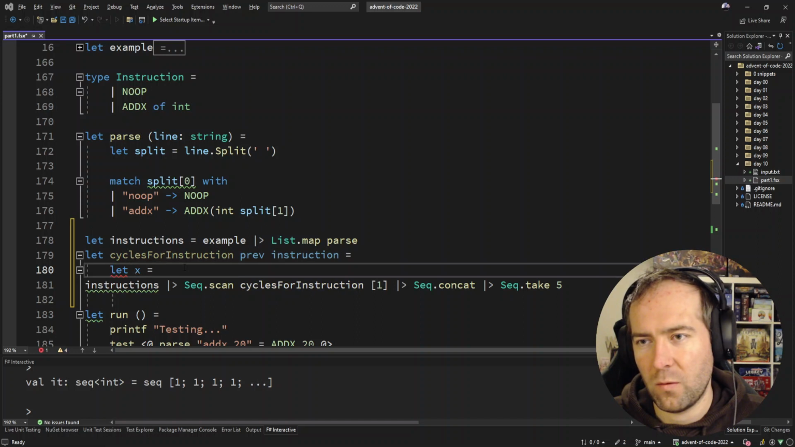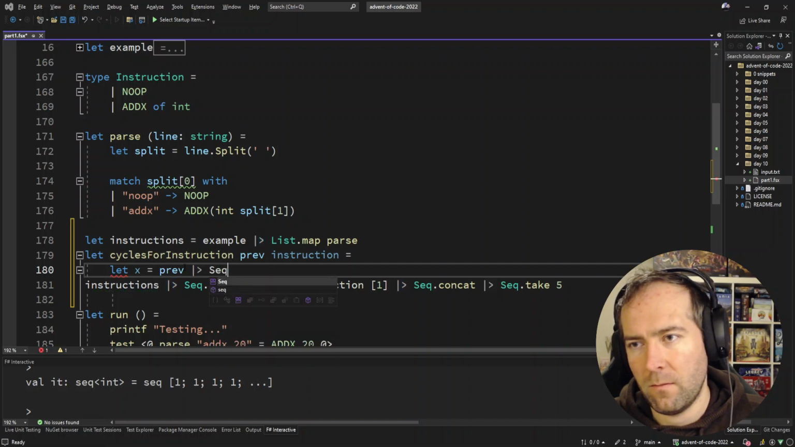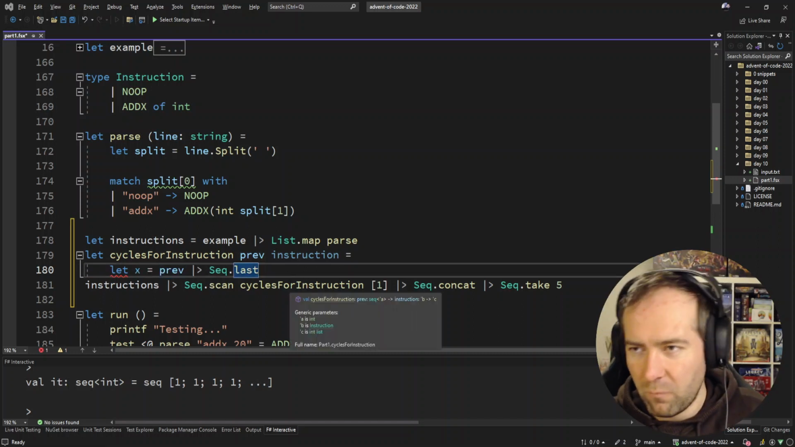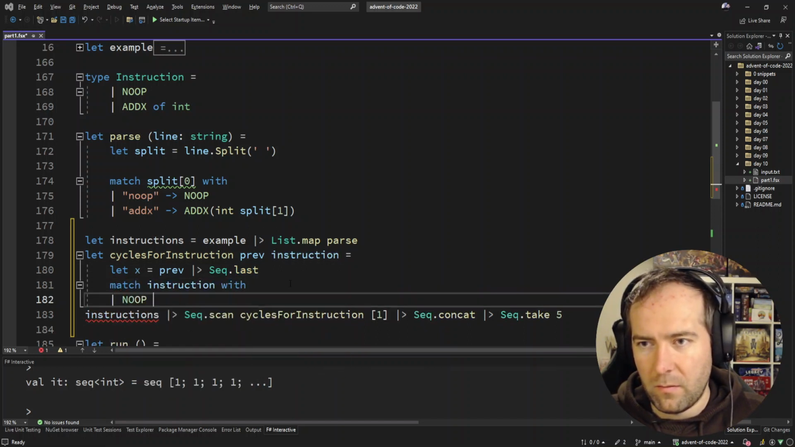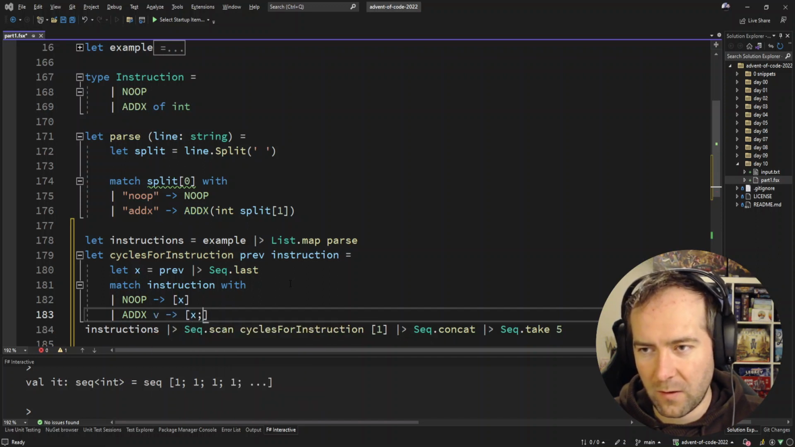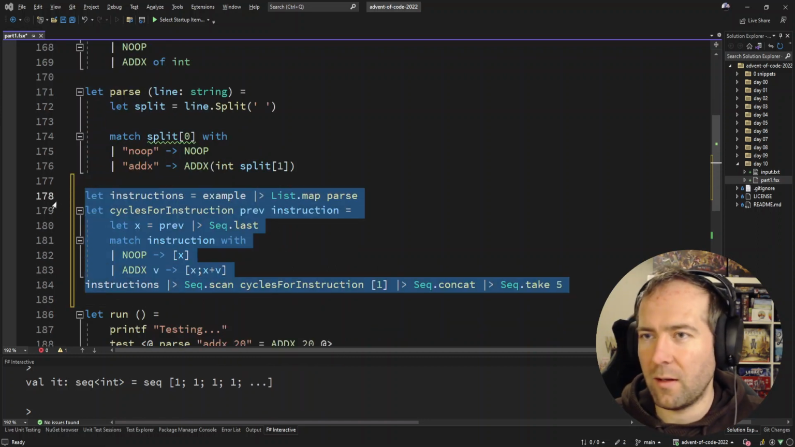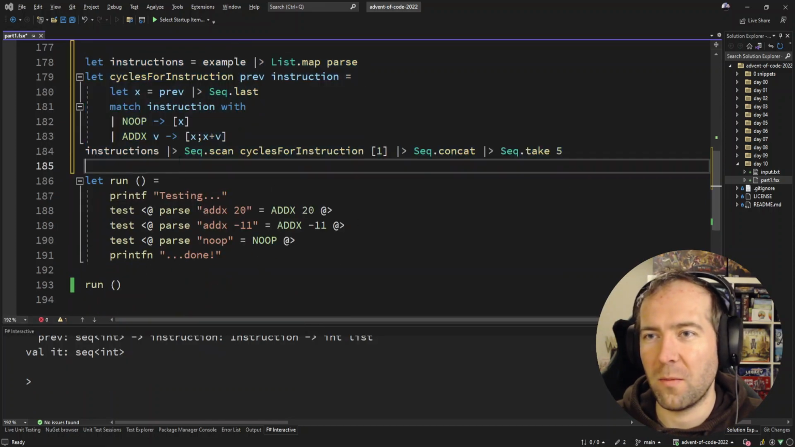So x is... This will be a bit of a pain because it can be 2 and we always have to jump over the first one, but okay, we can do it. Then match instruction with a no-op. That's easy, we just return x again. And if it's an add x of a v, we return x because it takes 2 cycles, and then we return x plus v. So this was my brilliant idea. Let's see if this brilliant idea now makes sense. 8 minutes in, I thought I would have knocked this out in 2 minutes, so there you go.